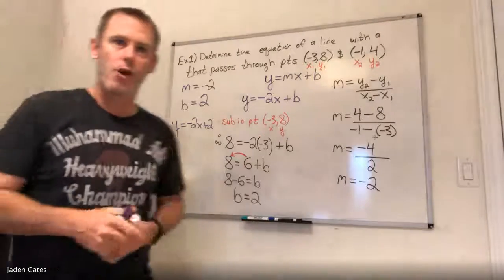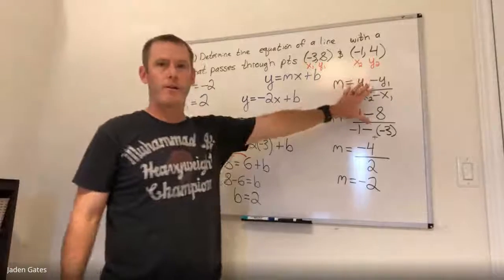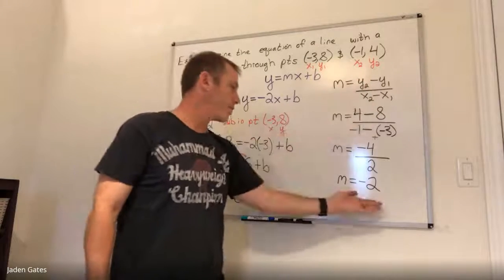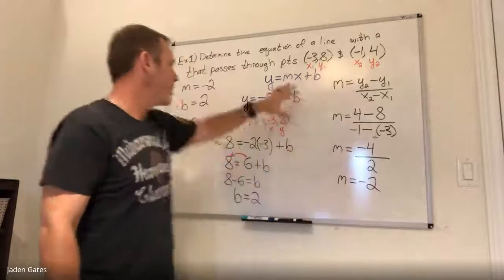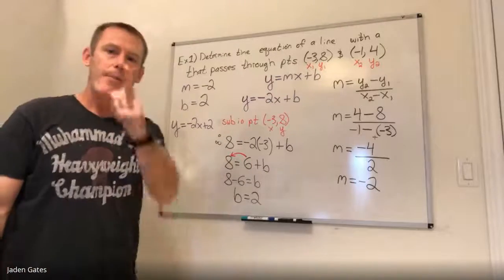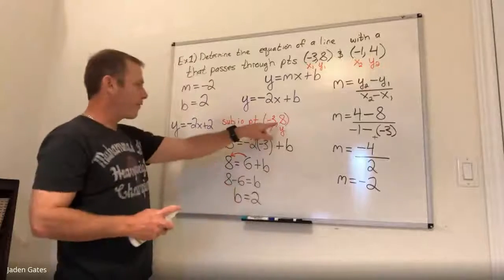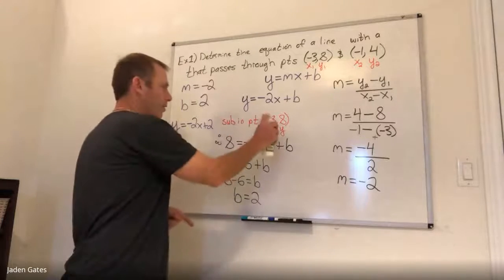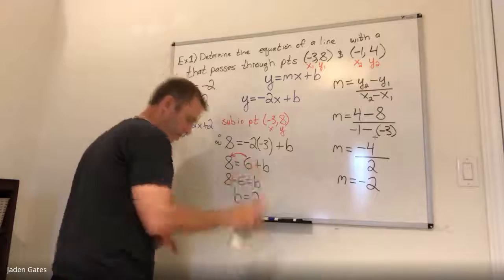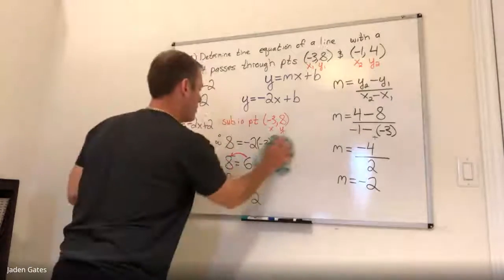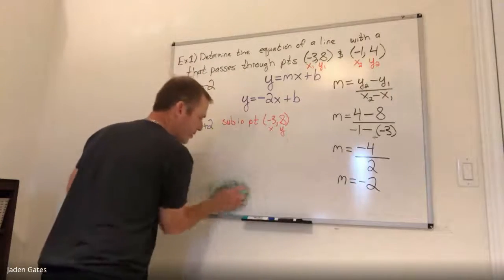So that one's a little more involved because you got to use the slope formula to use the 2 points to find the slope, and then again subbing back in. Now, I do want to show you one thing. I subbed in the first point, right? What happens if I subbed in the other point? So I'm going to switch it up here. Everything else the same.